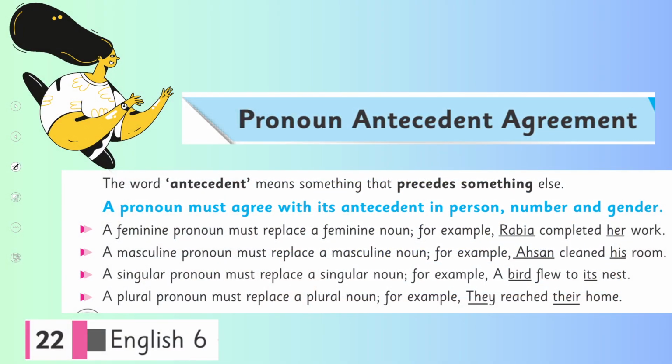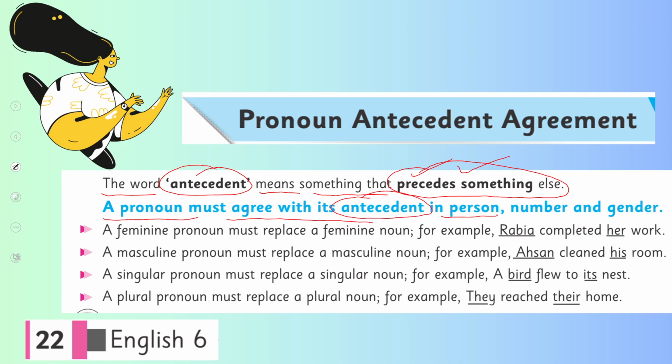So let's talk about the first terminology, antecedent. The word antecedent means something that precedes something else. So it precedes the noun as we know it. A pronoun must agree with its antecedent in person, number, and gender. So we will be looking at it in 3 different ways: with person, with number, and also with gender. So let's talk about all these different situations and how we're going to use them accordingly.